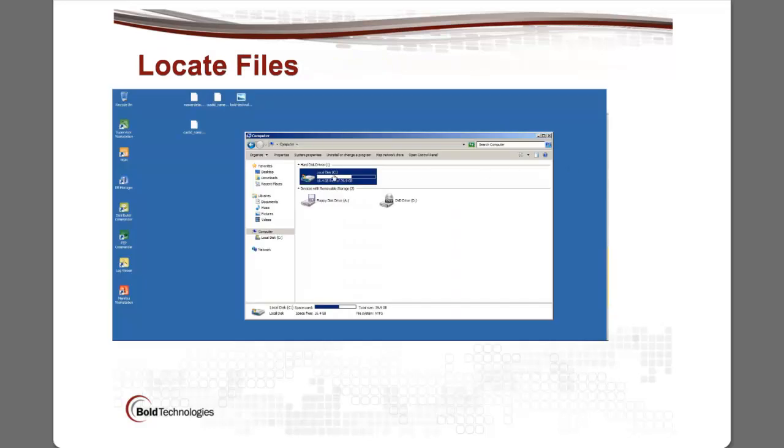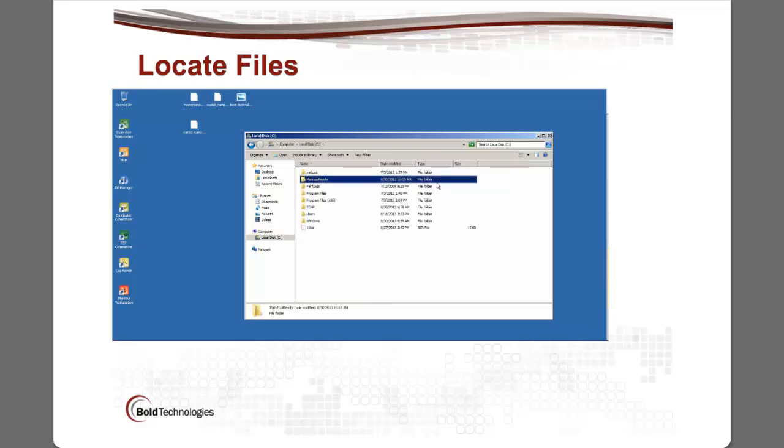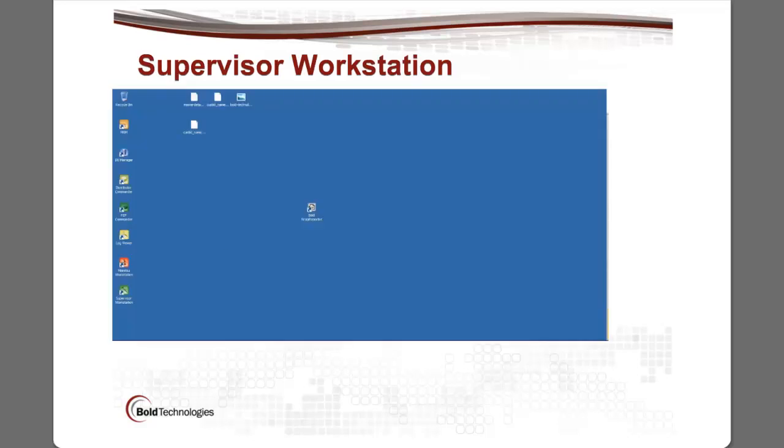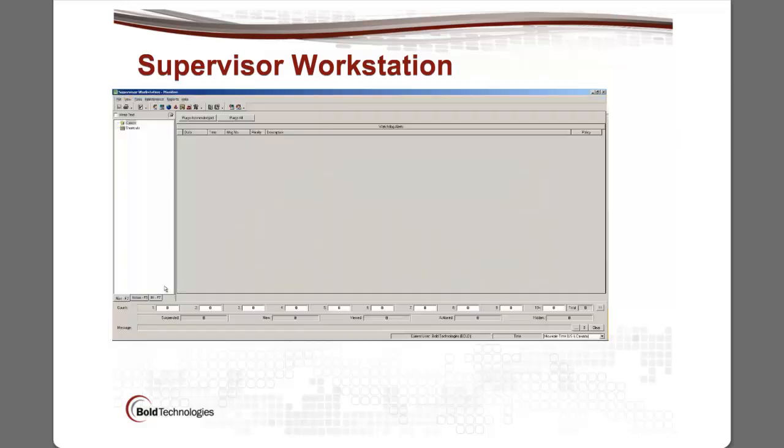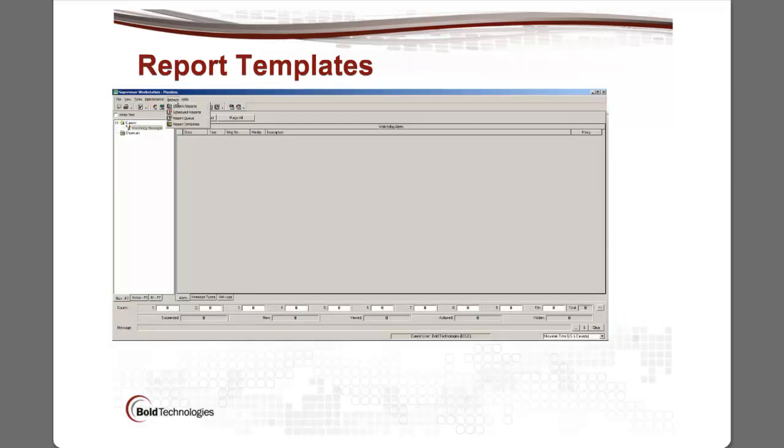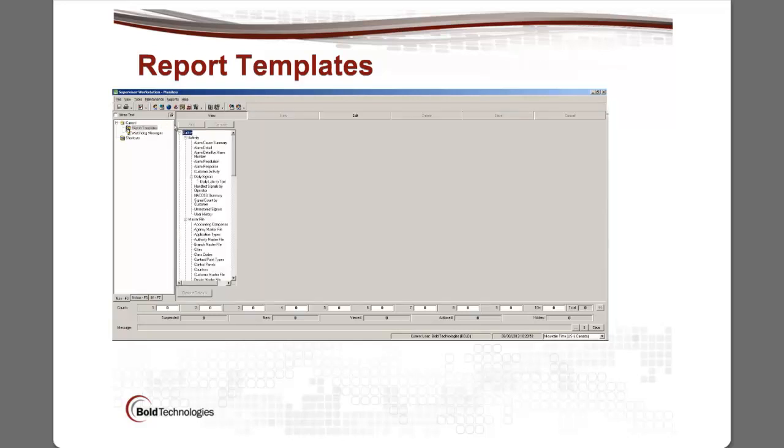As was mentioned previously, we put the report file into the Manitou Ready folder in the root of the C drive. We'll need this in just a moment. Next, launch the Supervisor Workstation. This is the same login you've used previously with the Supervisor Workstation and/or the Snap Reporter.